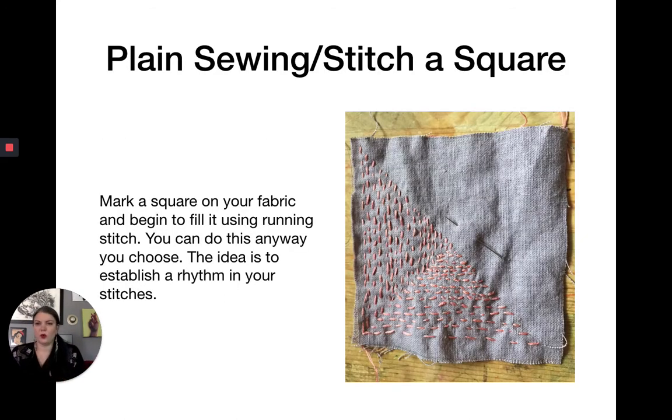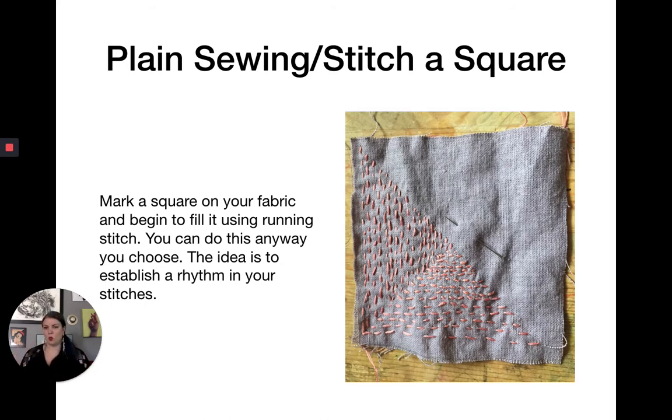Plain sewing or stitch a square. So this is a technique, and it's another kind of rhythmic stitching, and it's debated where this first came from. It's maybe English, it's maybe French, but basically it's another kind of sewing that has its roots in rural areas that were more poor, because the idea is it's a simple, inexpensive way to embellish fabrics and to take fabric remnants and stitch them together in an intentional way, so that it's kind of mending with intention and with decorative intention.